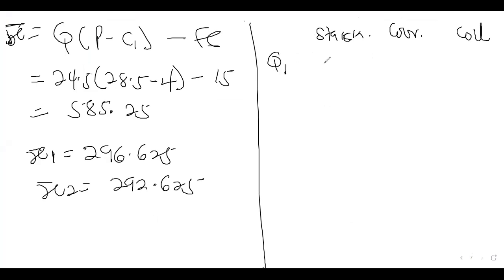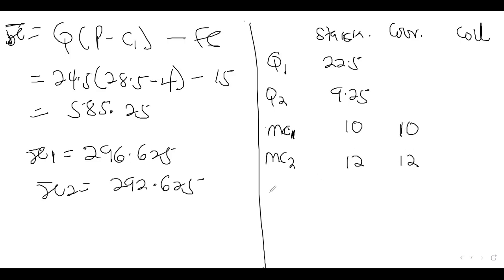So quantity for firm one in the Stackelberg scenario was 22.5. For firm two, the quantity was 9.25. Remember that the marginal cost for firm one, so that I'm naming it MC1, is 10. It's 10 under both Cournot and Stackelberg. The marginal cost for firm two is 12 under both Cournot and Stackelberg. The fixed cost for firm one is 40 under both Cournot and Stackelberg.